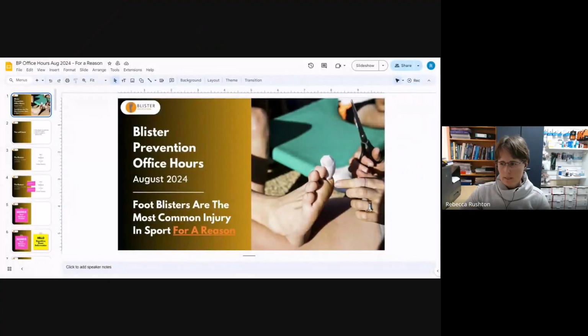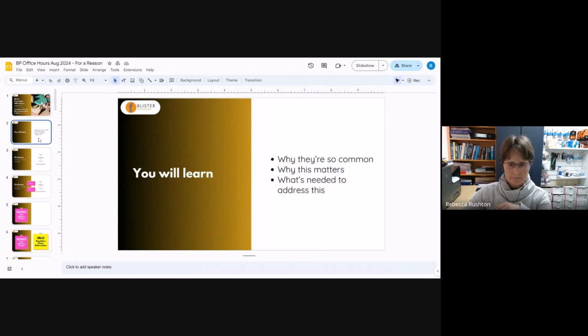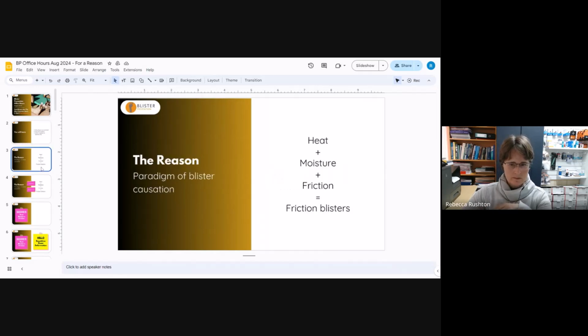Okay, today we are going to be having a look at why blisters are so common, because there is a reason why they continue to be common. Everyone thinks that they're just a basic, insignificant injury. Well, if they're so basic and insignificant, why do they continue to be the most common injury in running, sports like netball, walking, and hiking activities? So we're going to look exactly why that is the case. We'll look at why they're so common, why this matters, and what's needed to address the situation.